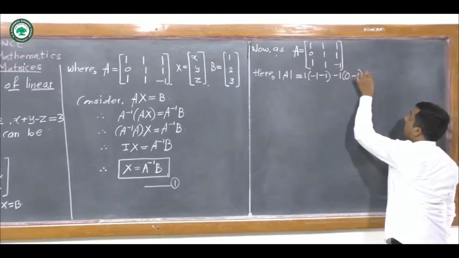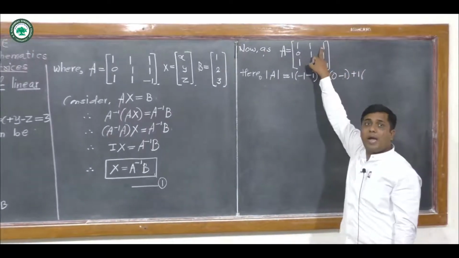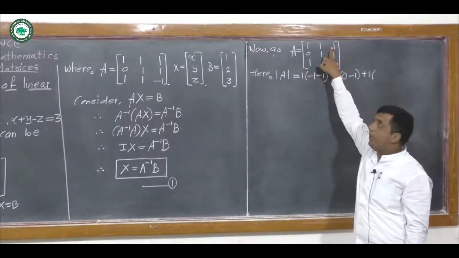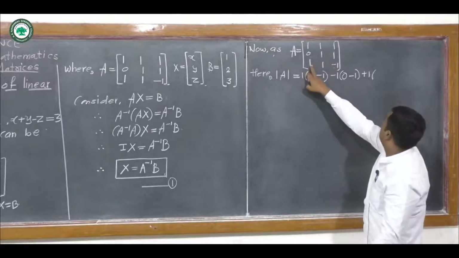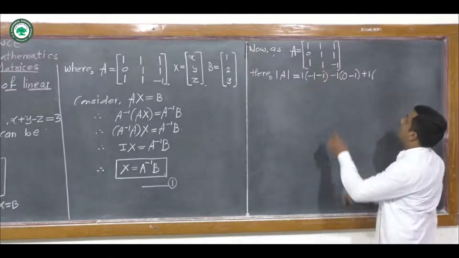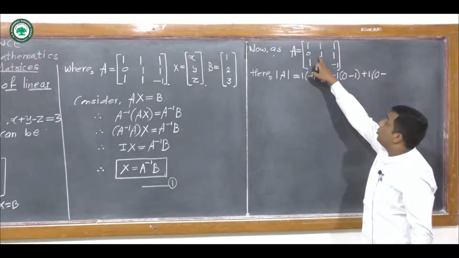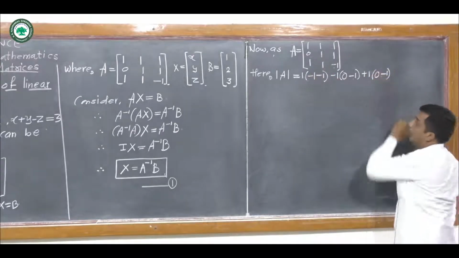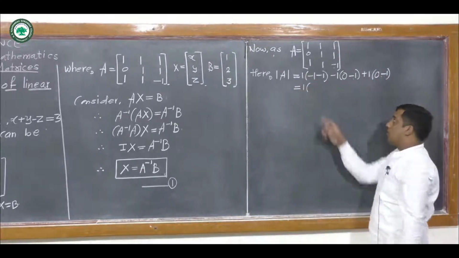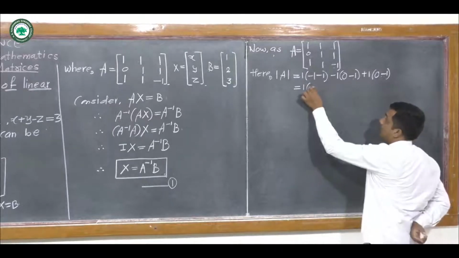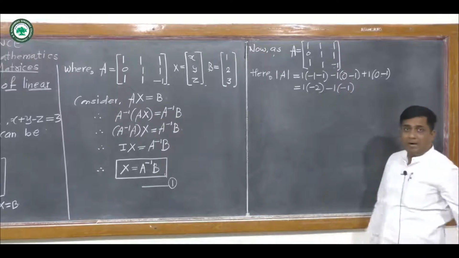Next, plus 1 into... this 1 is in the first row and last column, so we delete the first row and last column, and we consider the remaining elements for the calculation. Here 0 into 1 is 0, then with minus sign, 1 into 1 is 1. Now this is equal to 1 into, everyone knows minus 1 into minus 1 is minus 2, then minus 1 into bracket this minus 1.